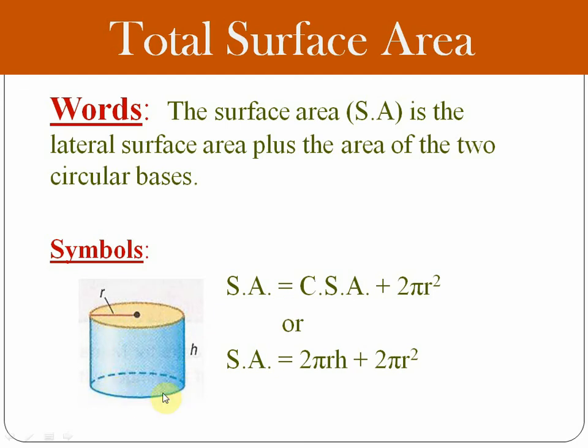So here we have two circles, so we just add the area of the two circles. One circle is pi r square, and adding the two circles we get 2 pi r square. So the total surface area of a cylinder is the curved surface area plus the upper and lower circle areas, which is 2 pi r square. So the total surface area becomes 2 pi r h plus 2 pi r square.